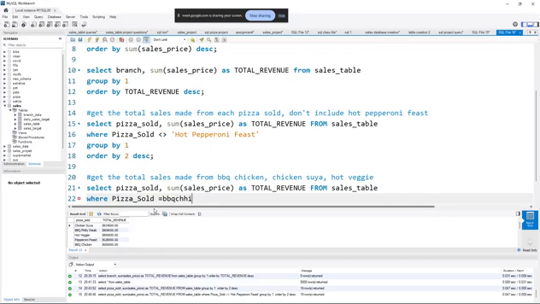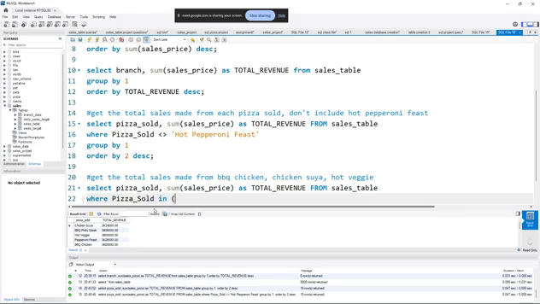It's not possible if I have more than one. If I have only one, I can use the equals sign. I can say where pizza sold equals barbecue chicken. Fine, that is good. But because I have more than one, I will now say where pizza sold in, then I open a bracket. Inside that bracket, I'll now start putting all those things I need.